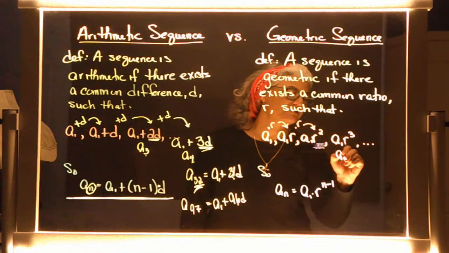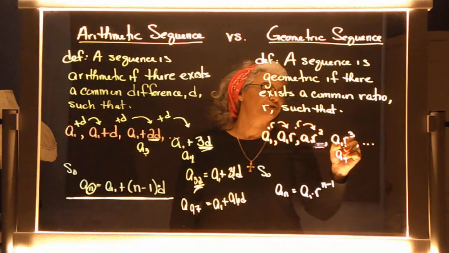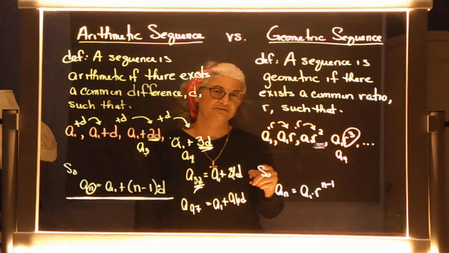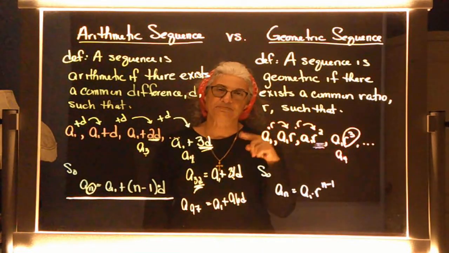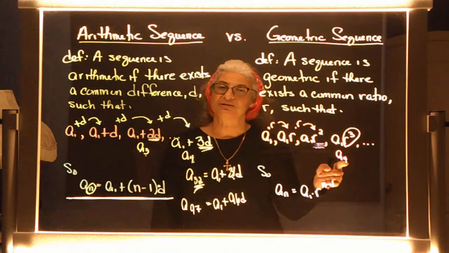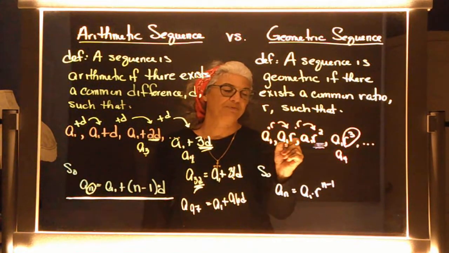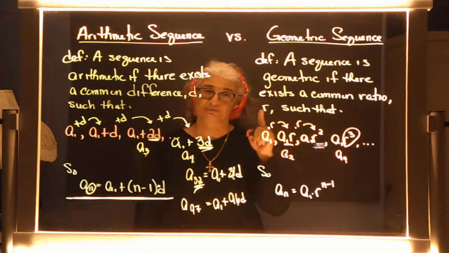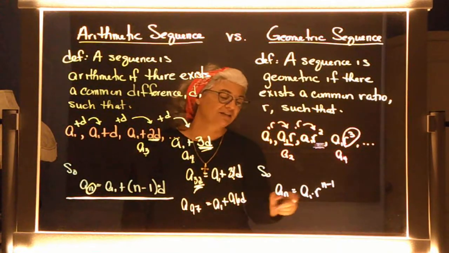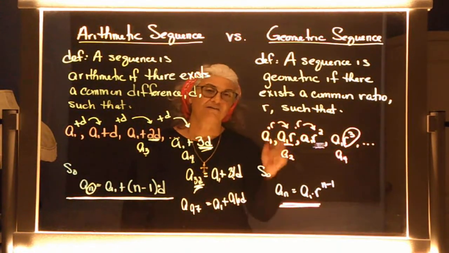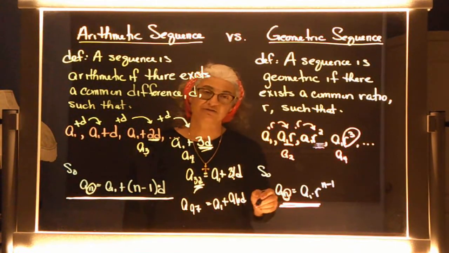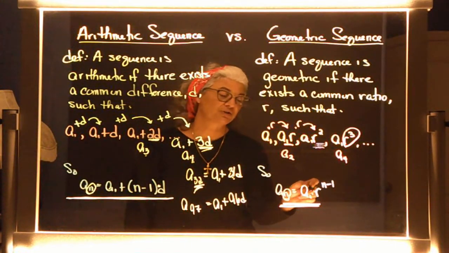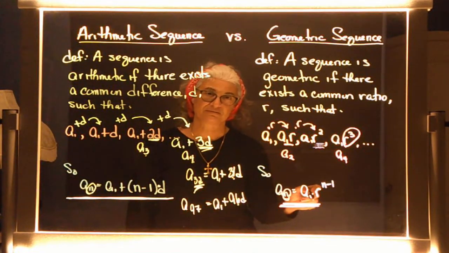So notice, this is the fourth term right here. Do you notice R is to what power? The third power. Again, R is 1 behind the term I'm on, because R didn't pop up until term number 2. So the generic formula for a geometric sequence, no matter which term you're looking for, you're going to take the first term and multiply it by R to the n minus 1.